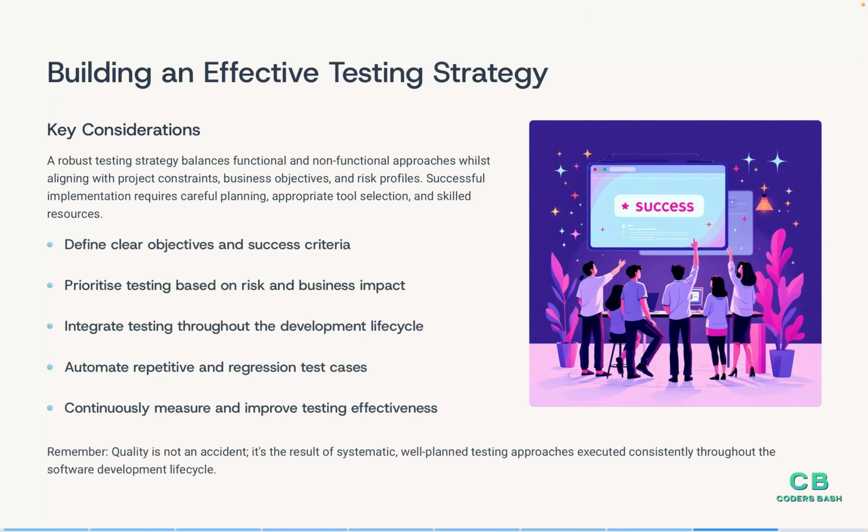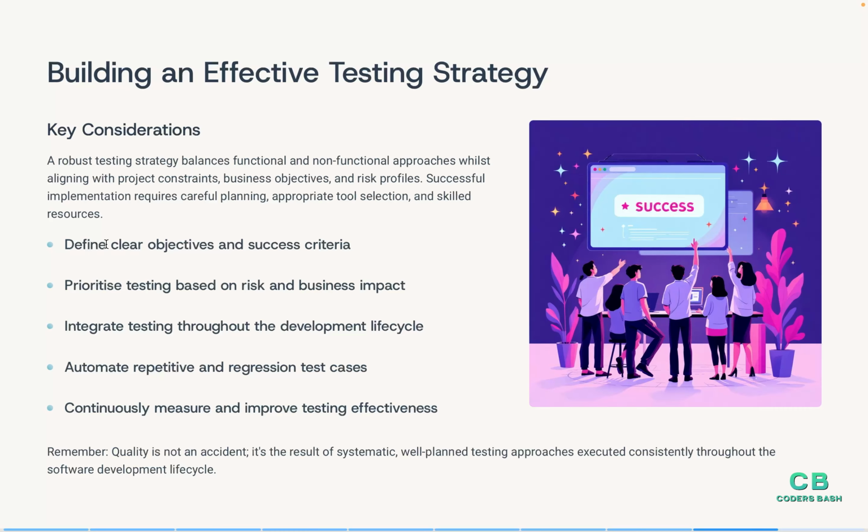Okay, so now we have this last slide for key considerations, like how an organization utilizes testing approaches in their software development life cycle or in their daily workflow. A robust testing strategy balances functional and non-functional approaches, aligning with project constraints, business objectives, and risk profiles. Successful implementation requires careful planning, appropriate tool selection, and skilled resources.